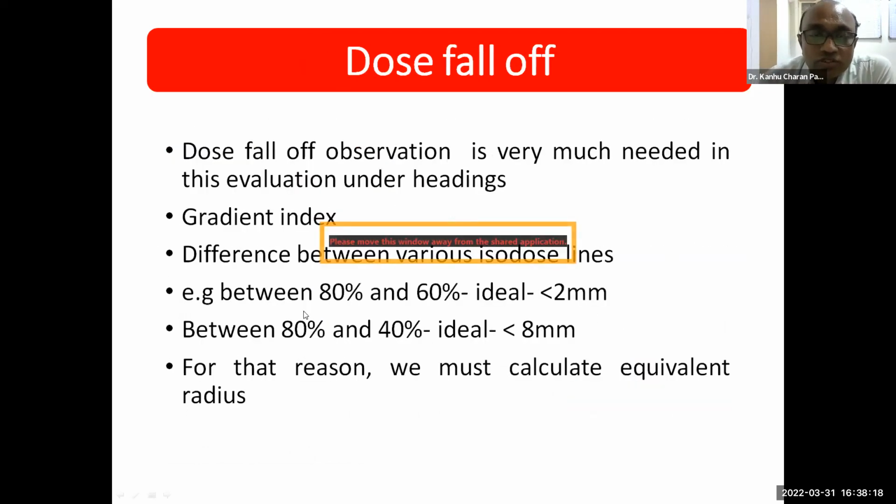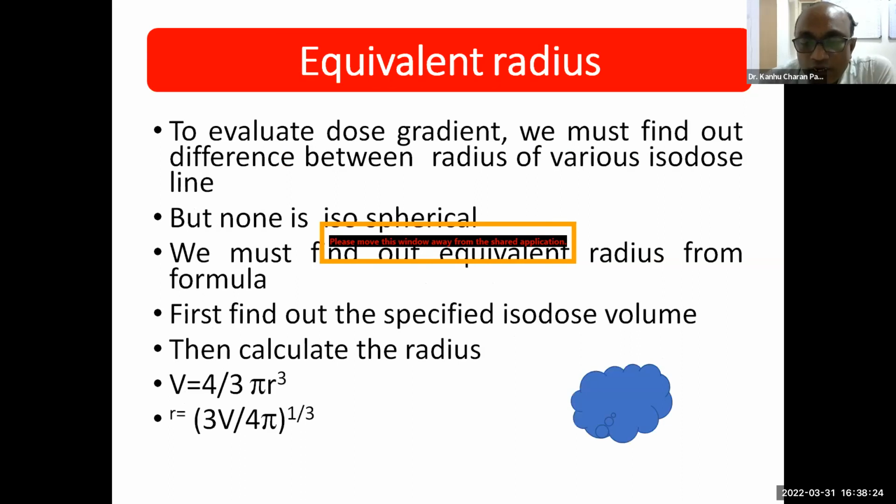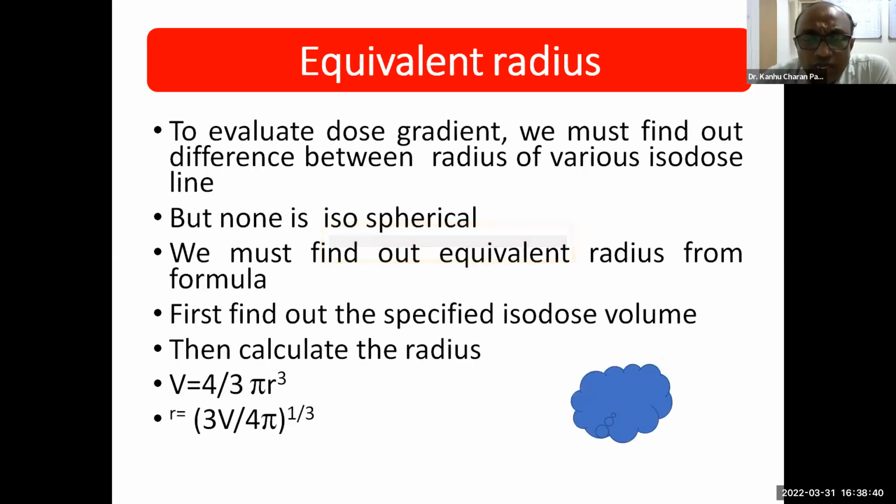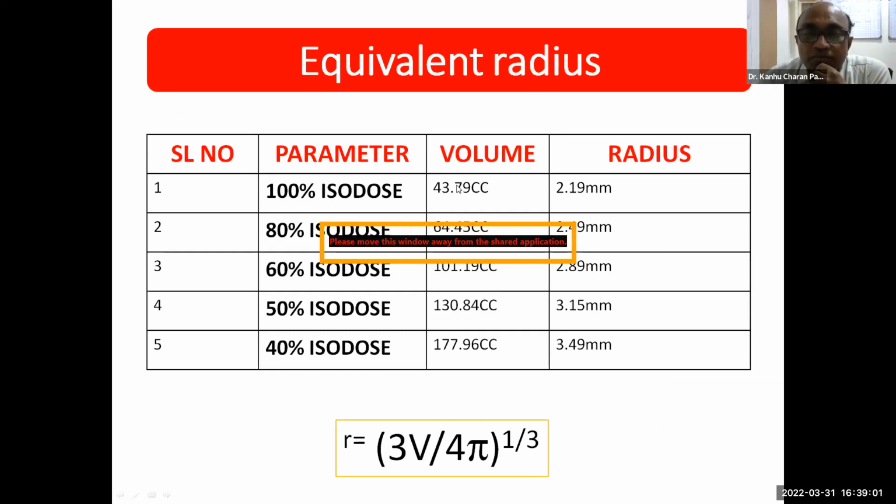So how to calculate? You have to calculate the equivalent square. What is the equivalent square? You have to draw an auto contour, do a 70% isodose distribution, then 80% isodose distribution, then 60% isodose distribution. You have to take the volumes, and you calculate the radius, because the isodose is isospherical. So you have to take it from the sphere to volume. With the volume calculation, then you can calculate the radius. So suppose the 100% isodose volume is 43.79 cc.